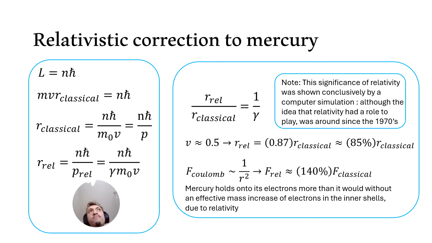But it took a while to show that relativity conclusively was responsible for the liquid state of mercury at room temperature, and it was actually shown by computer simulations. So more and more, computing is becoming an important part of science.